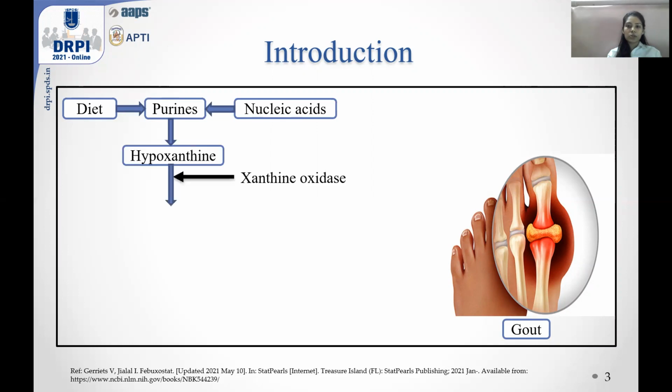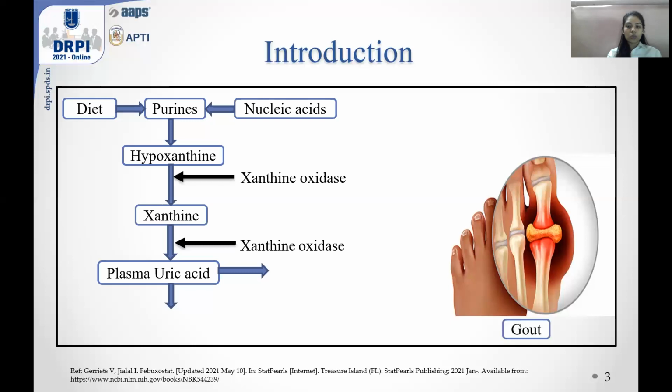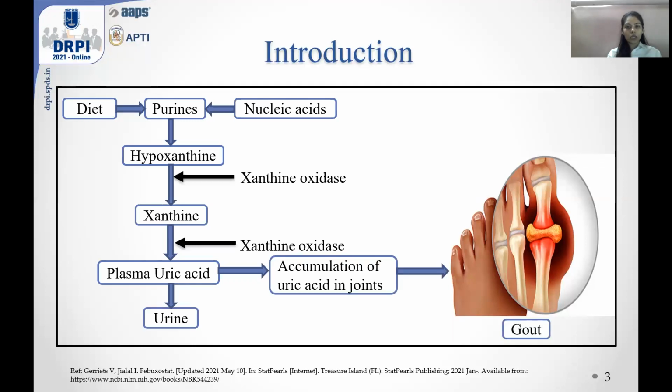Purines are metabolized to hypoxanthine and xanthine and further to uric acid in the presence of xanthine oxidase enzymes. Uricase converts the uric acid to allantoin, which is water soluble and is excreted in urine. Some uric acid accumulates in the joints and leads to inflammation and further to gout. Febuxostat is a selective inhibitor of xanthine oxidase and hence decreases the uric acid levels in the body.